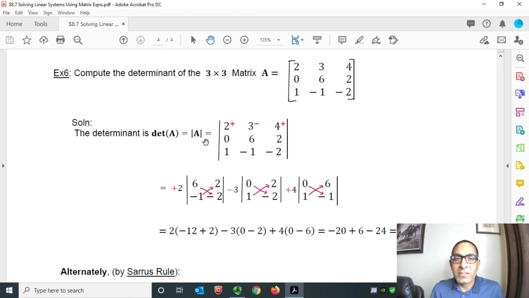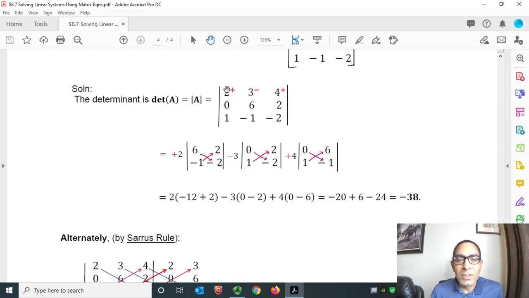And we are expanding this determinant along the first row. So we start from plus and then we switch the sign from plus to minus and from minus to plus. So here, the plus 2, then we cross out the row and column containing 2. So here, cancel the first row and the first column. Then we have the 2x2 determinant: 6, 2, minus 1, minus 2. I hope this makes sense to you all.